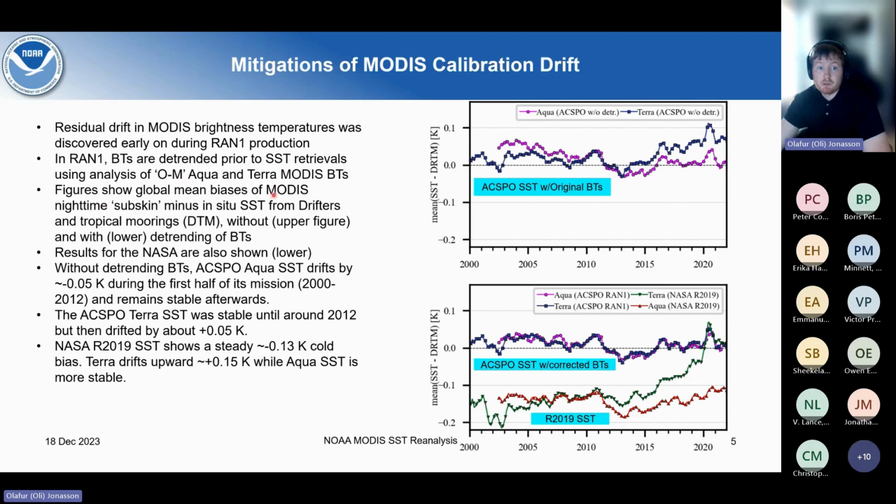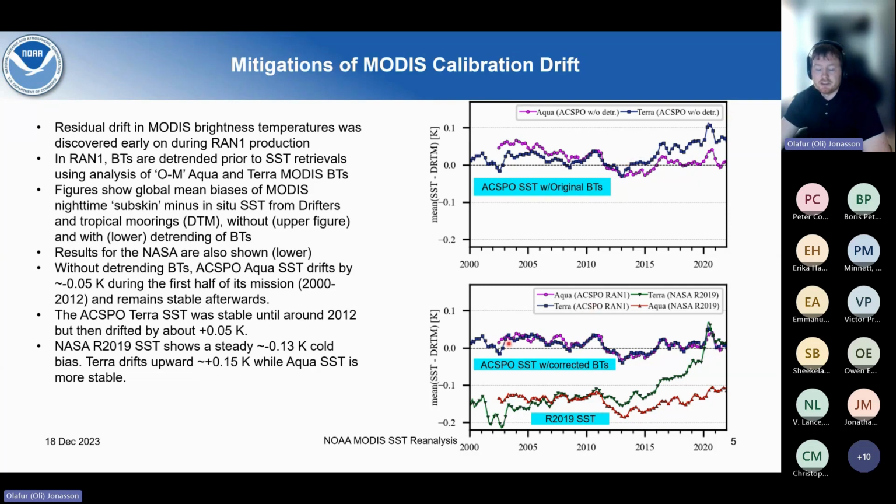The upper figure shows the global mean bias of MODIS nighttime subskin SST minus in situ from drifters and tropical moorings, without detrending of BTs, that is the upper figure, and with detrending of BTs. In the lower figure we also show the corresponding NASA R2019 results. You can see in the upper figure, without any mitigation of this drift, the first half of the Aqua mission was drifting downwards, then remained stable, and Terra was stable early on, and later in the mission it started drifting upwards.